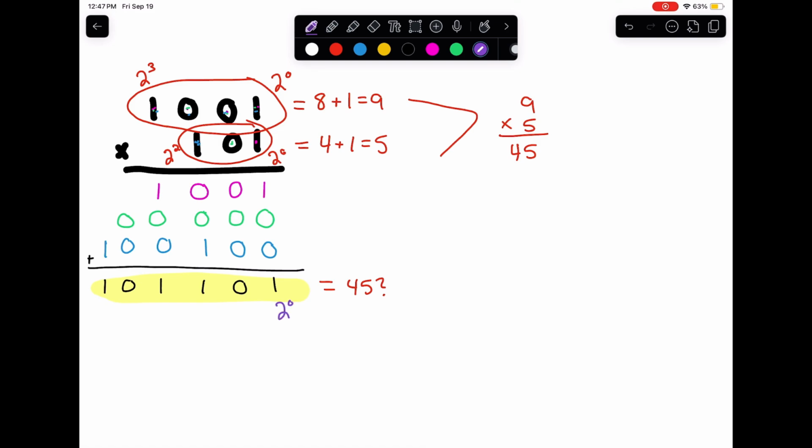So we have 2 to the 0 power. We can just ignore that 0 because it'll multiply out to be 0. Then we have 2 squared, 2 cubed, ignore that 0, and then 2 to the 5th. So that is going to be 32 plus 8 plus 4 plus 1, which is going to be 45. So that's how we know that we did it right, and that's how to multiply in the binary system.